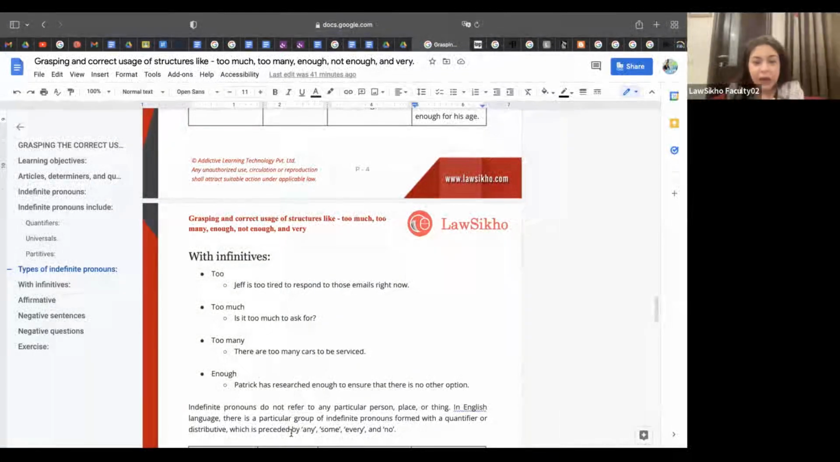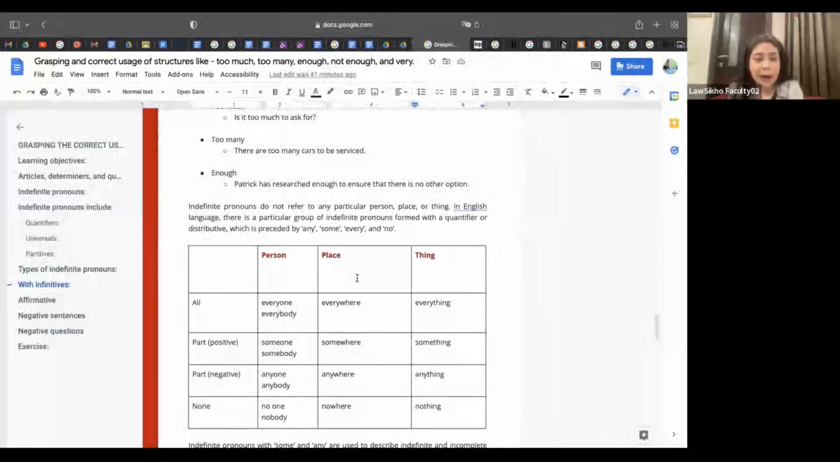Now, keep in mind, if you're using "to" post that, and if you're using a noun, keep in mind if it is a count or a non-count noun. You cannot use "too much" with something that it does not correlate with. There always has to be an agreement. There are too many cars to be serviced. And the next is "enough." Patrick has researched enough to ensure that there is no other option. In all of these sentences, I have ensured an addition of an infinitive.